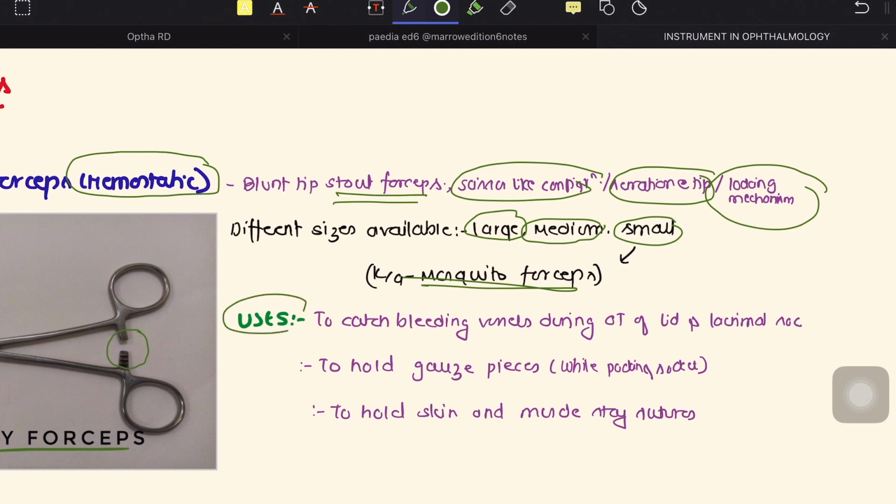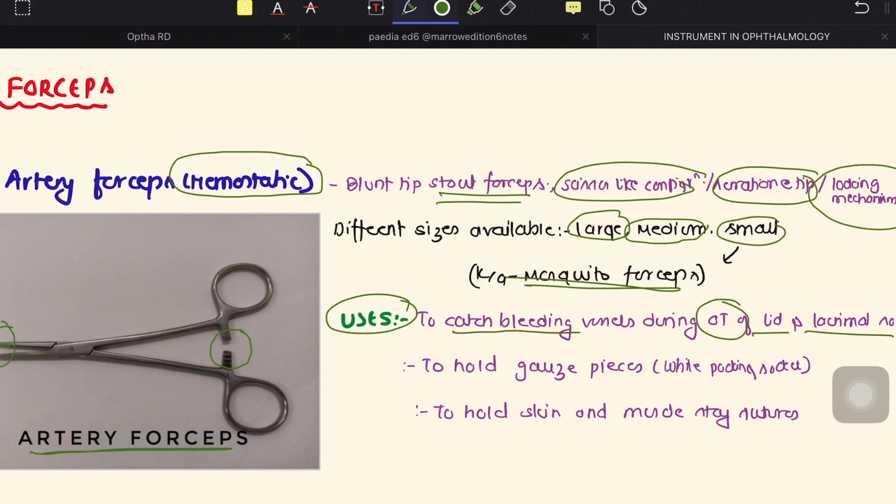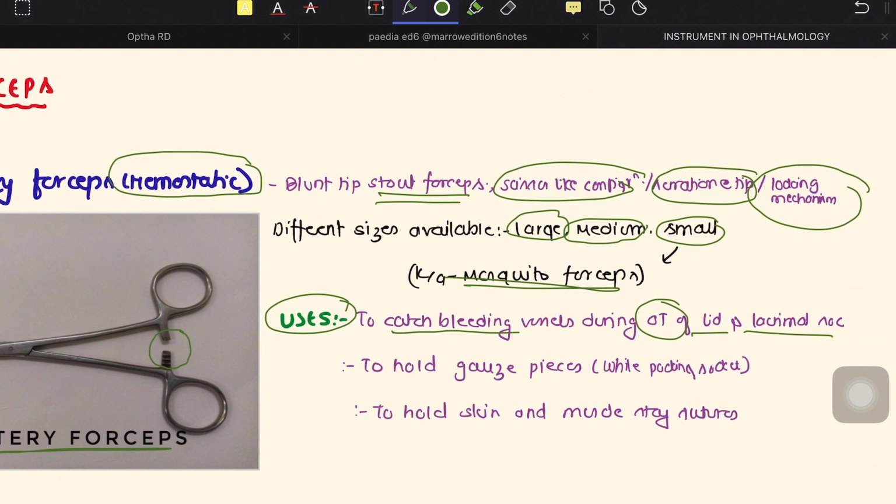So what are the uses of this artery forceps? It is used to catch the bleeding vessels during operation of the lid and lacrimal sac. So during ocular operation, whenever there is bleeding from a vessel, we'll clamp the vessel using this artery forceps or hemostatic forceps so that the bleeding is stopped. It can be used to hold gauze pieces while packing the socket during destructive operations like evisceration and enucleation. It is used to hold the skin and muscle stay sutures. So it can be used as an alternative as well.